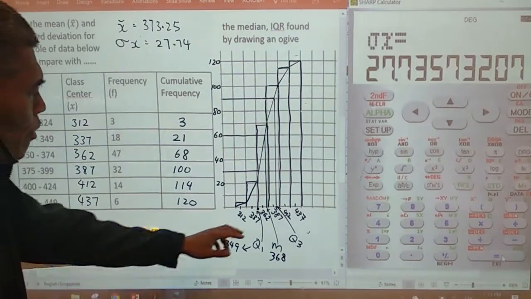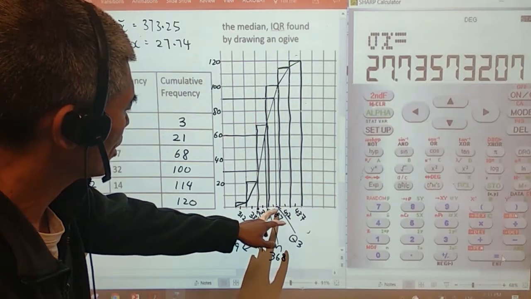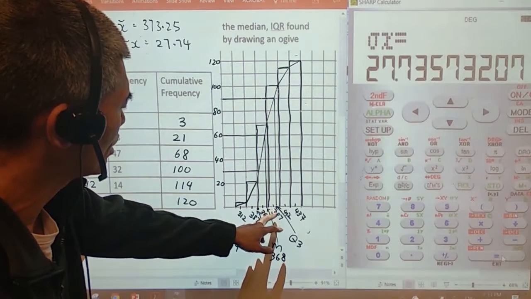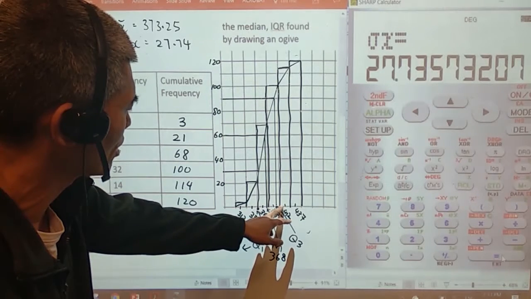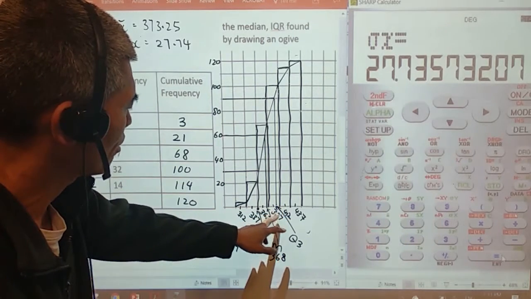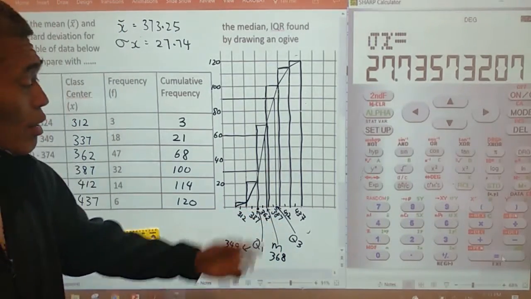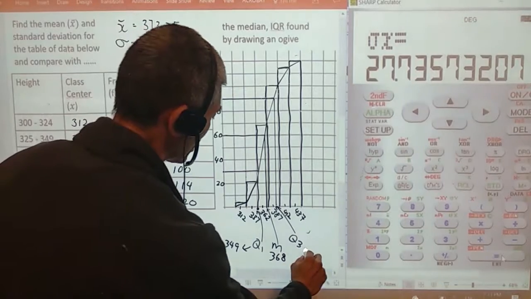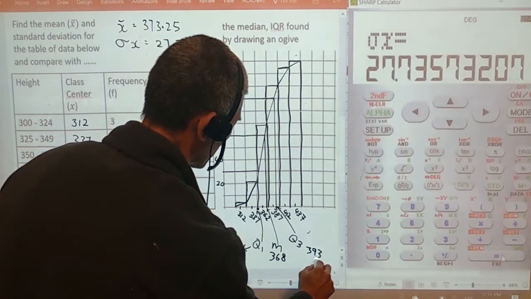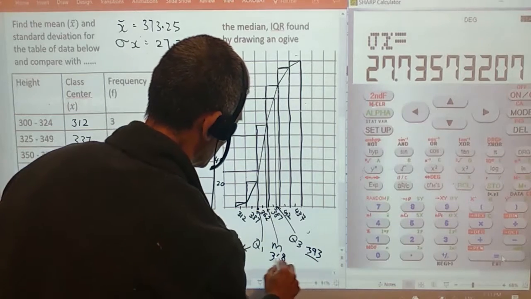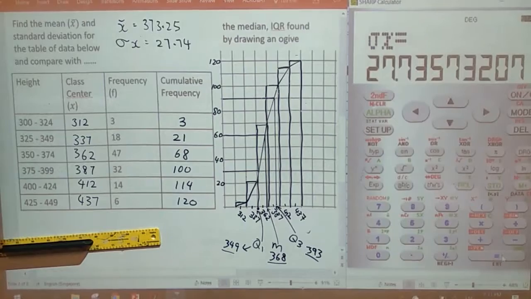And finally, for Q3, Q3 is halfway between this point and this point over here. But this point, as you know, is about 12 more than 387. So we'll add 6 to 387. That will give us 393 as the Q3.